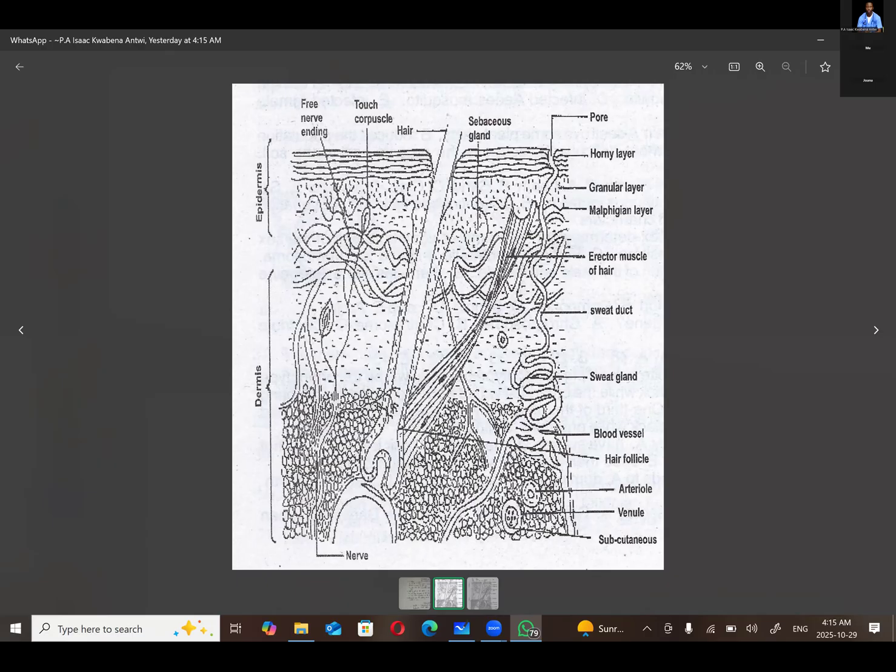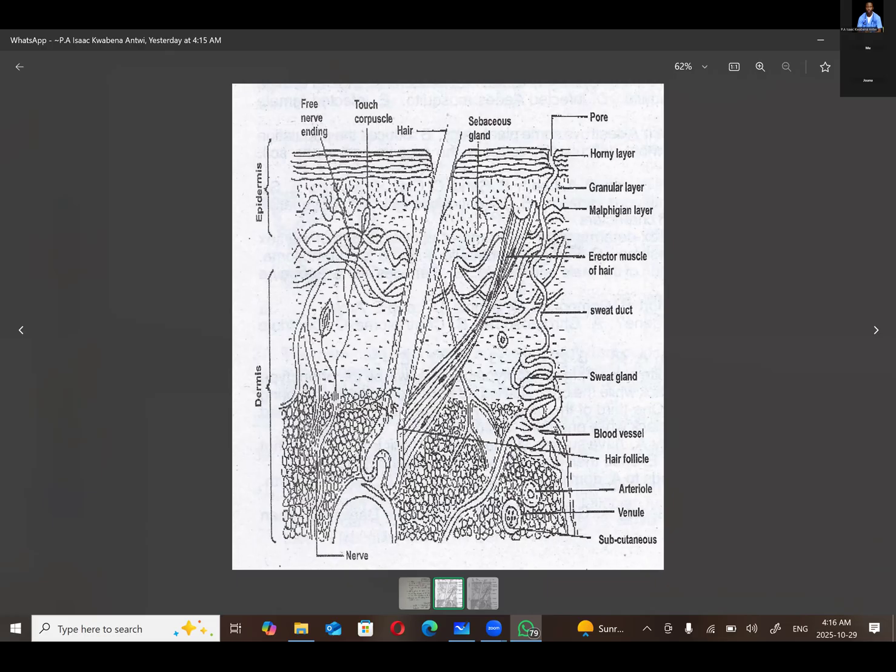Yes. There's a hair follicle, okay? There's a hair follicle. You see the muscle. It's connected to the hair. So it's responsible for contracting and relaxing the hair. When the temperature is cold, it contracts and causes the hair to stand upright. That's why when someone is feeling heavily cold, you see the hair standing and you see the bumps, the goosebumps all over. It's the erector muscle that facilitates that.